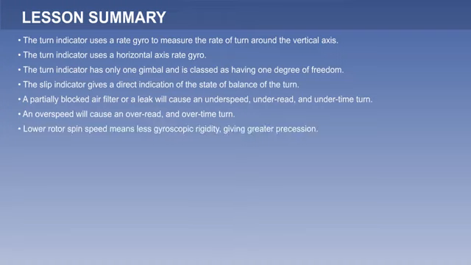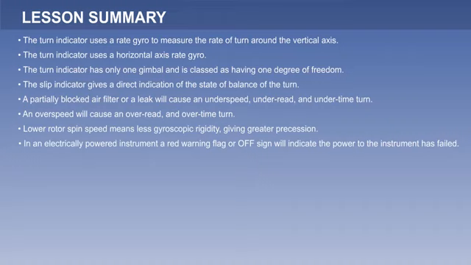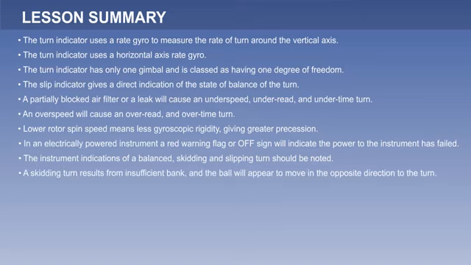The rotor RPM is low compared to the DGI and artificial horizon because the turn indicator uses the gyroscopic property of precession to measure rate of turn. Lower spin speed means less gyroscopic rigidity, giving greater precession. In an electrically powered instrument, a red warning flag or off sign will indicate the power to the instrument has failed. The instrument indications of a balanced, skidding and slipping turn should be noted.